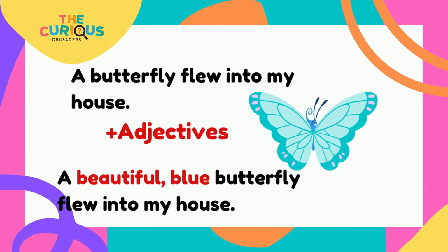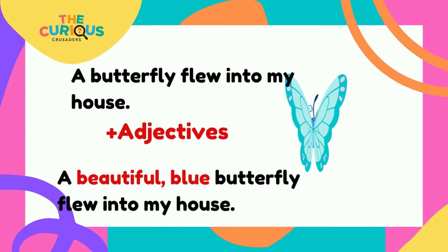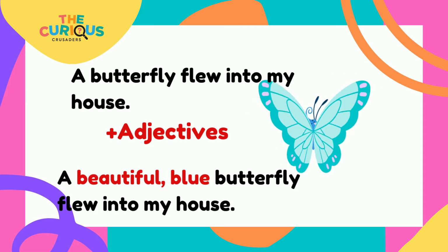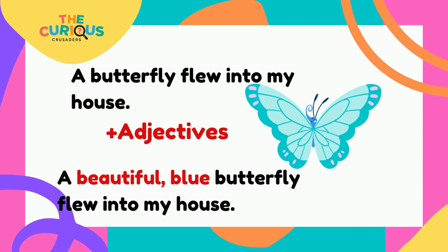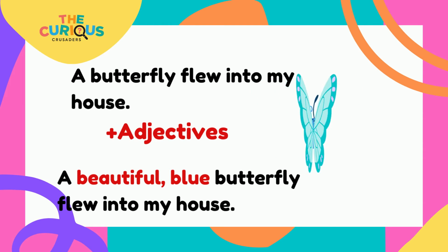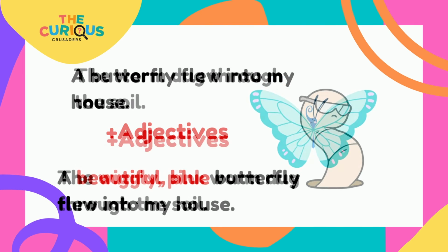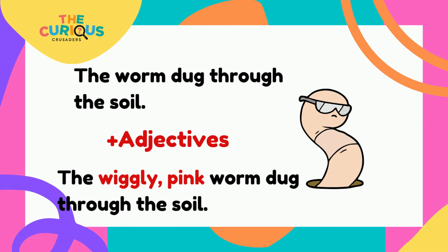A butterfly flew into my house. Add some adjectives and say a beautiful blue butterfly flew into my house. The worm dug through the soil. With some adjectives, describe it as the wiggly pink worm dug through the soil.